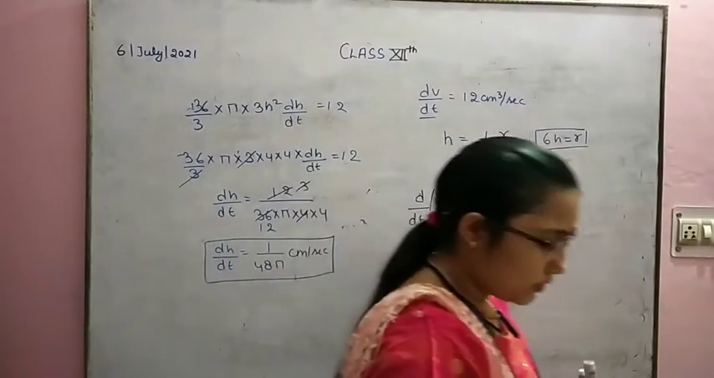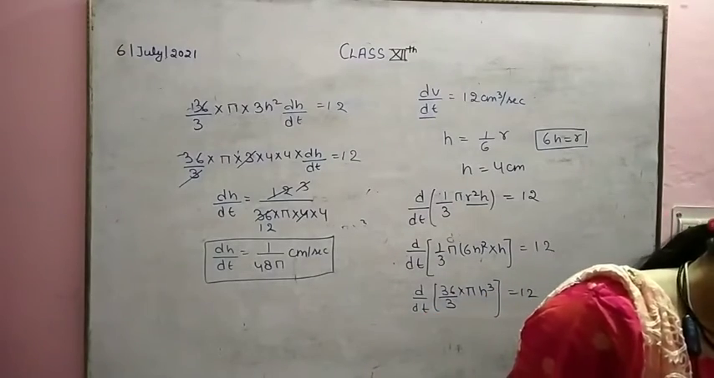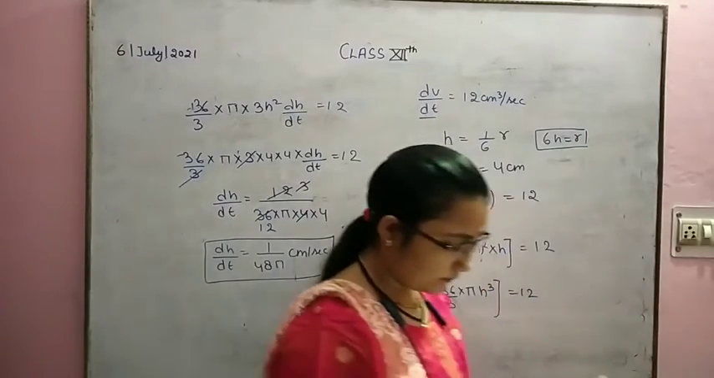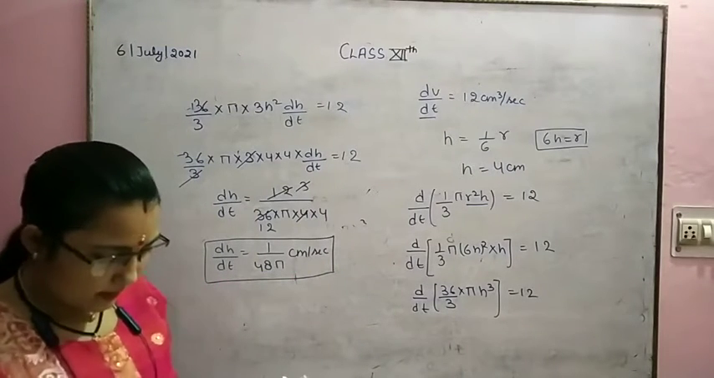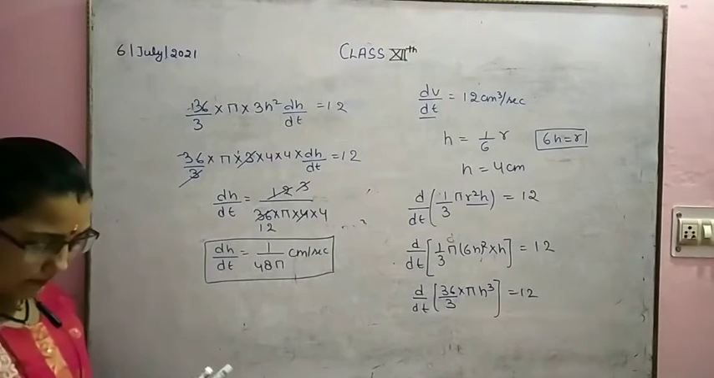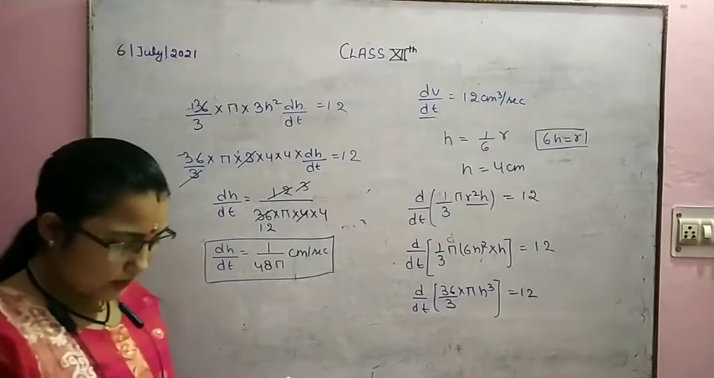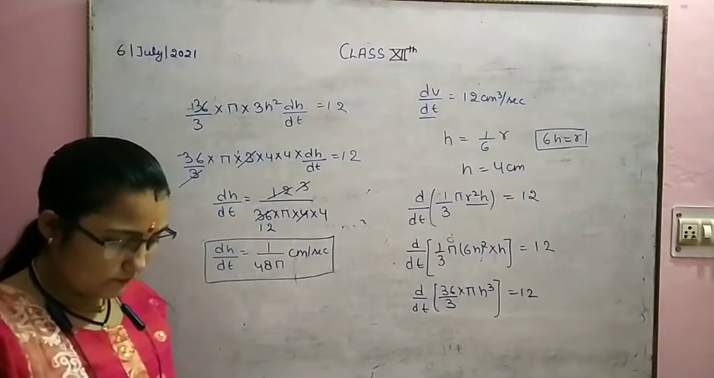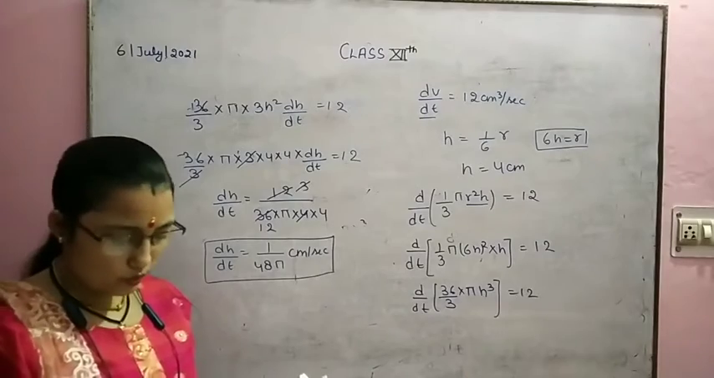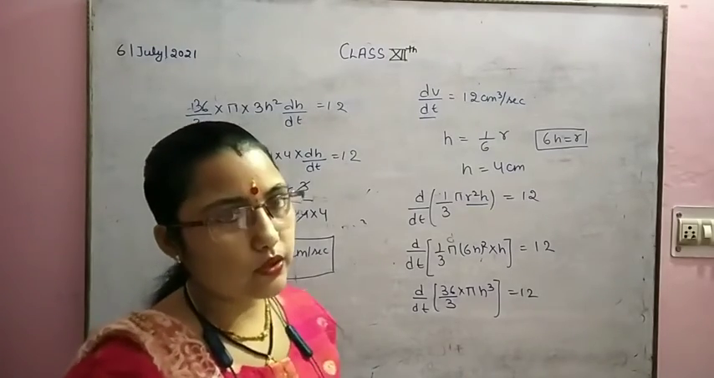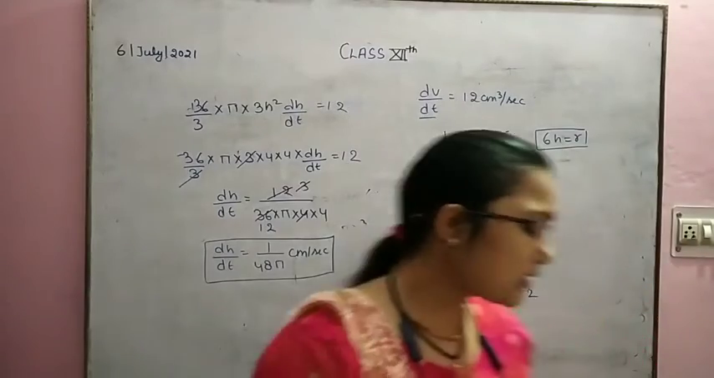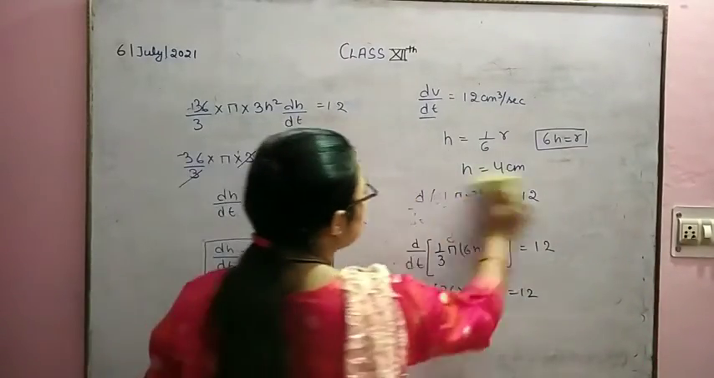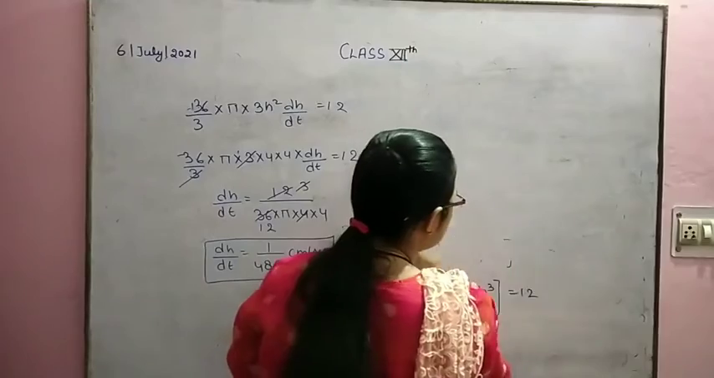Now come to the next question. Question number 12. A balloon which always remains spherical has a variable diameter 3 by 2 (2x plus 1). Find the rate of change of its volume with respect to x. We have to find out rate of change of volume with respect to x and the diameter is given 3 by 2 (2x plus 1).